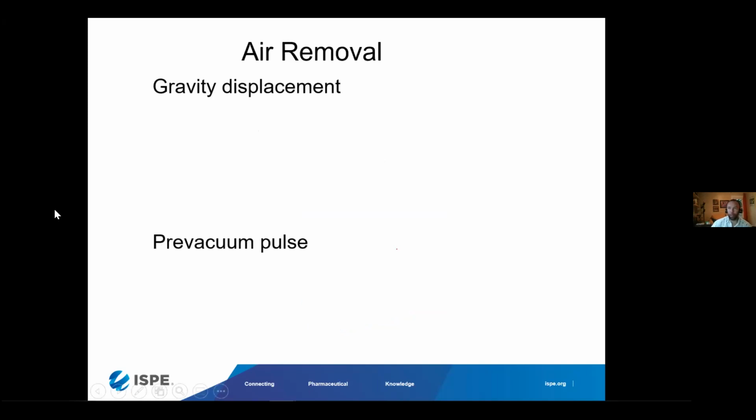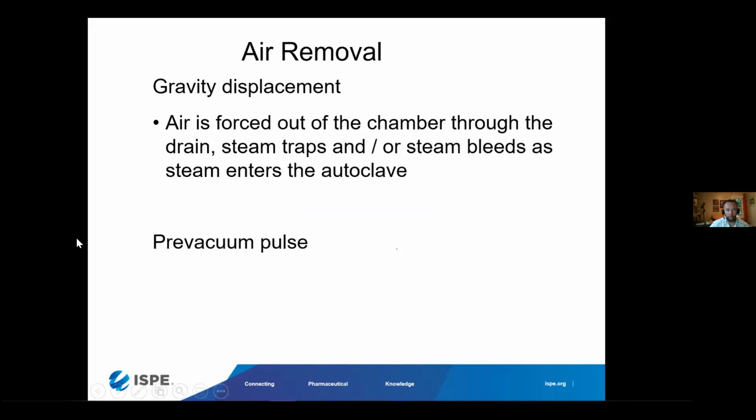As I mentioned, air removal is very important to ensure that steam has the opportunity to contact all surfaces of equipment within the autoclave. Typically, there are two different types of air removal possible. Could be with gravity displacement. This is where air is forced out of the chamber through the drain or steam traps by steam entering the autoclave. This is typically for liquid sterilization.